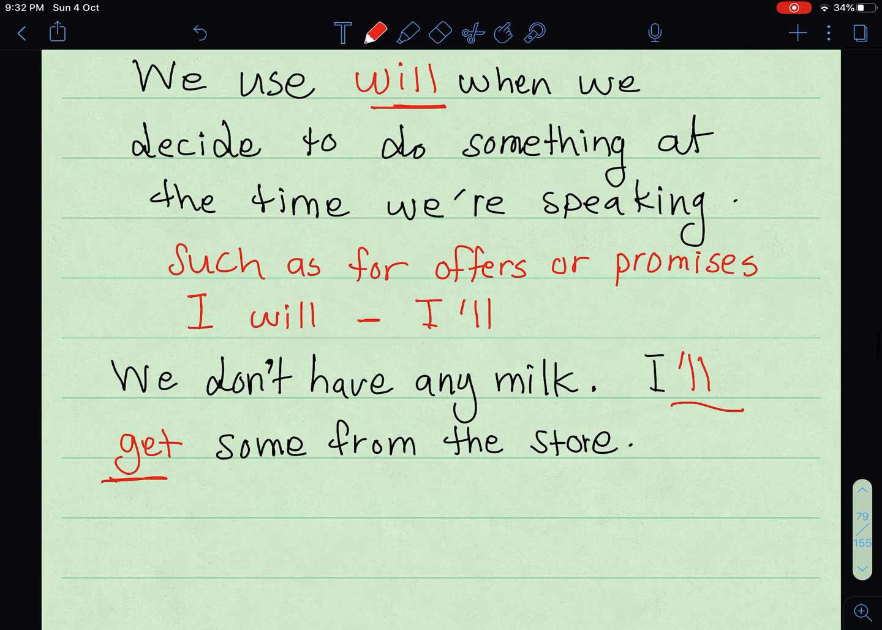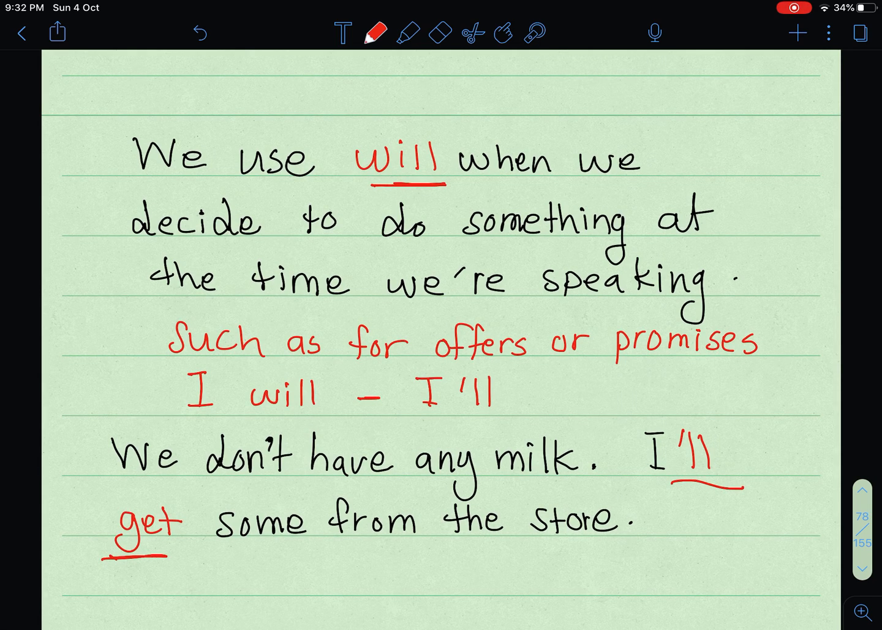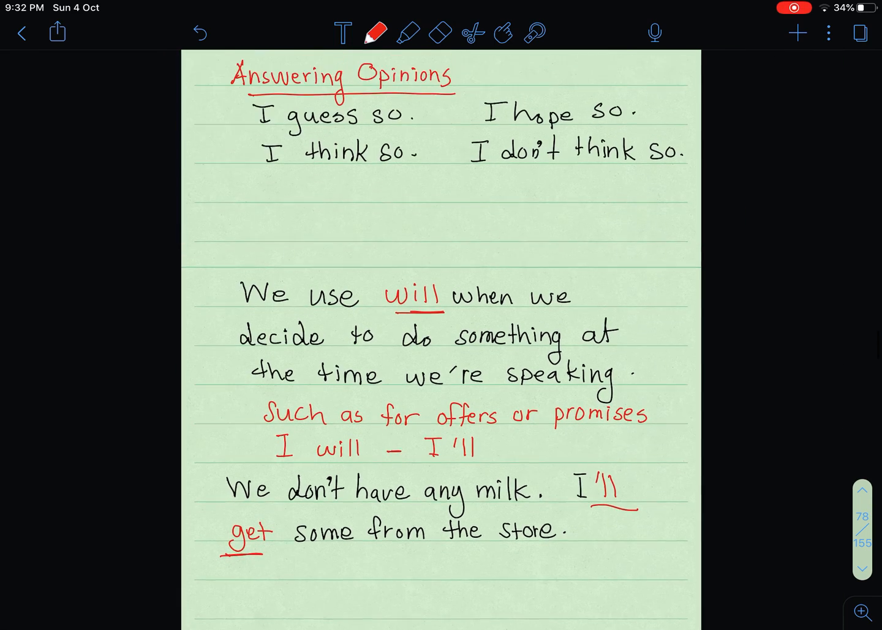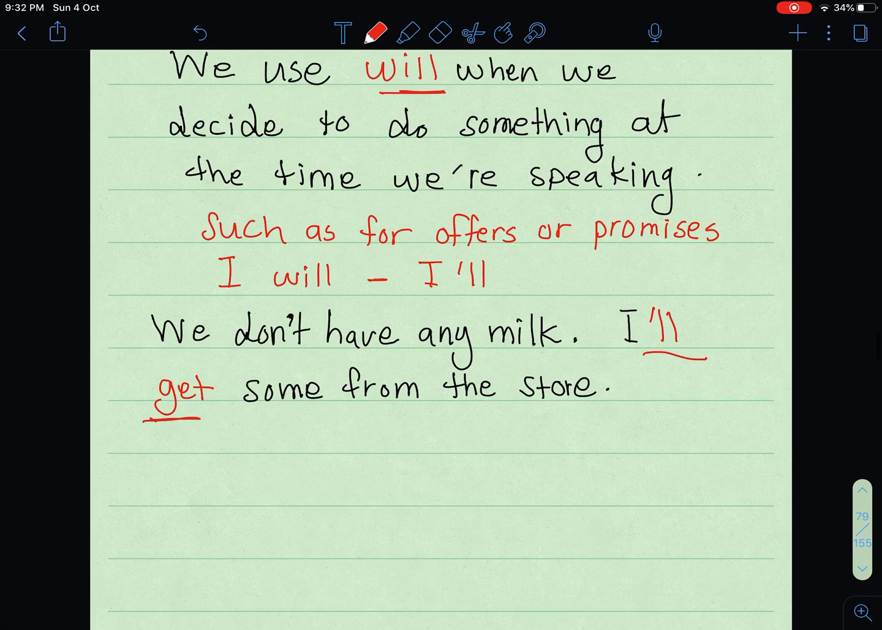Here we do not have any milk. I'll get some from the store. Let me give you another example. The room is dirty. I'll clean it right away. So this is something decided at the moment of speaking, and mainly such as offers or promises. So is that clear? So this is the main difference between will and be going to.